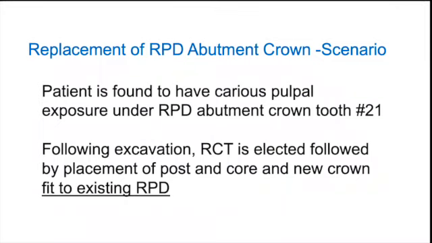Here is a replacement of an RPD abutment crown scenario. I don't know if you've ever had a situation where a patient has a removable partial denture and they come in and you find that it has caries underneath the crown, and removal of that decay shows that the tooth is going to require a root canal treatment and the existing crown is no longer going to be savable. So following excavation, root canal treatment is elected, followed by replacement with a post and core and a new crown to fit the existing partial denture. How do you record and report for this?